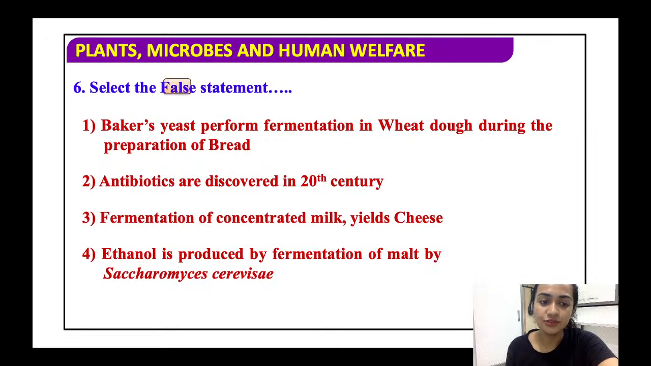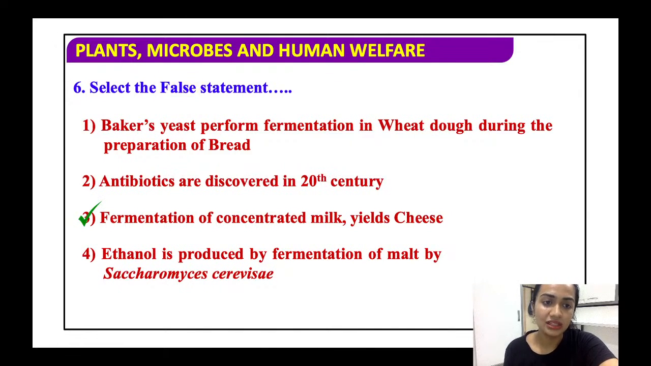Now, select the false statement. Baker's yeast performs fermentation in wheat dough during the preparation of bread. Antibiotics were discovered in the 20th century. Fermentation of concentrated milk yields cheese. Ethanol is produced by fermentation of malt by Saccharomyces cerevisiae.